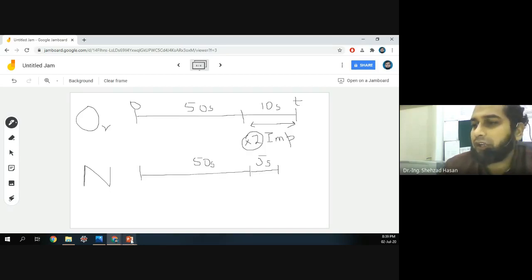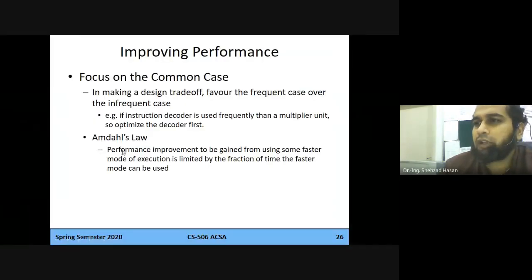So I'm going to come back to that statement again. The performance improvement to be gained from using some faster mode of execution is limited by the fraction of time the faster mode can be used. So if it's used only for 10 seconds and you want to improve that 10 seconds, the maximum that you can do is maybe have the whole thing completing in, say, 0.00 seconds, but still 50 seconds of work hasn't been improved and it's going to still be there.